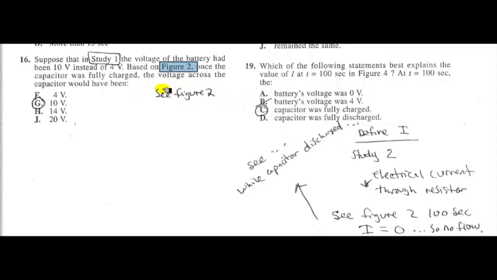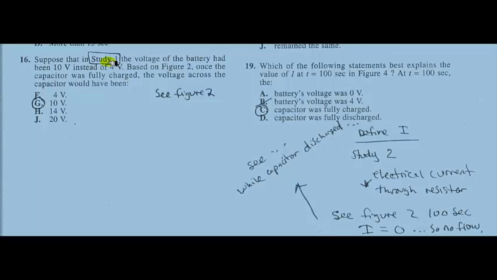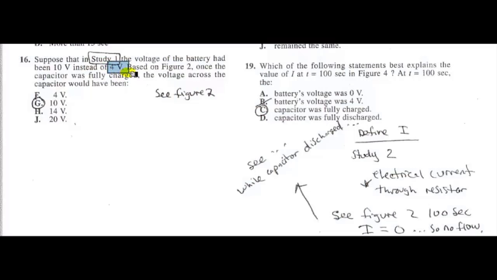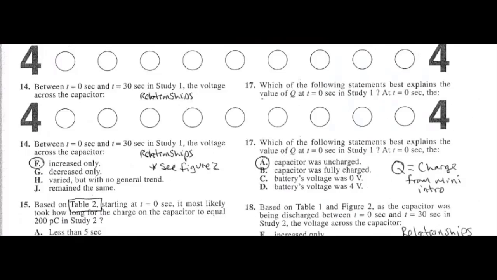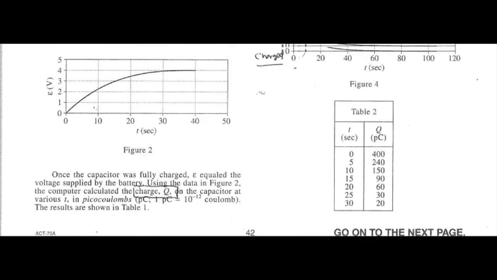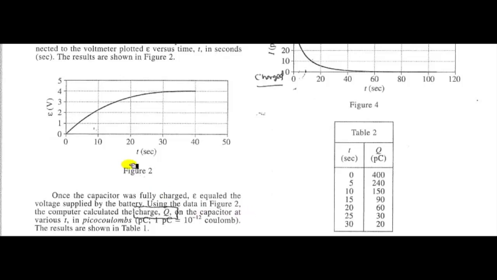Once you go to Figure 2, find out what did it take to get a full charge when we were set at the original amount. A full charge when we were set at the original amount of 4 volts produced what? We come over here, we find Figure 2. Here's Figure 2. And when we put 4 volts in here, what gives us a full charge? Look here, a full charge is exactly what you see, 4 volts.